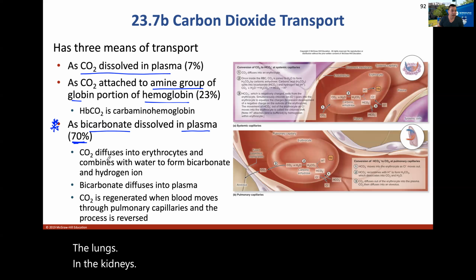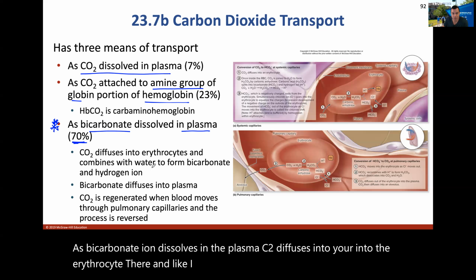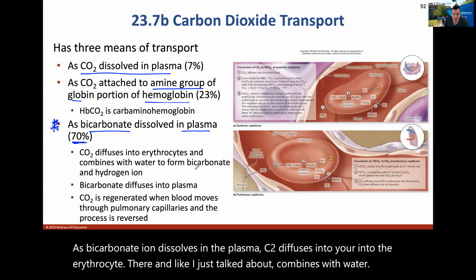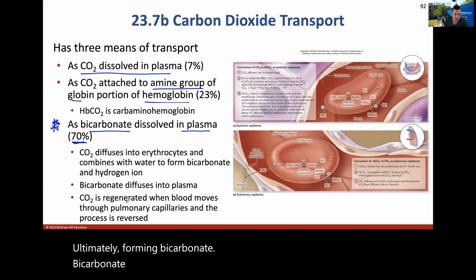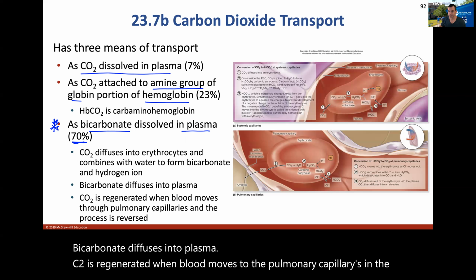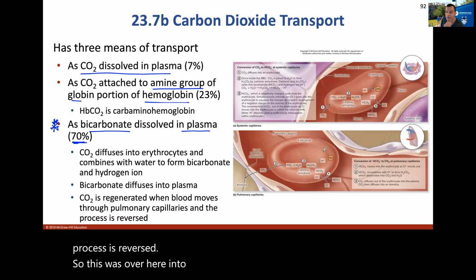As bicarbonate ion dissolves in the plasma, CO2 diffuses into the erythrocyte, like I just talked about, combines with water, ultimately forming bicarbonate. Bicarbonate diffuses into plasma. CO2 is regenerated when blood moves through the pulmonary capillaries and the process is reversed. So this was over here in the system. This is in the pulmonary circuit.